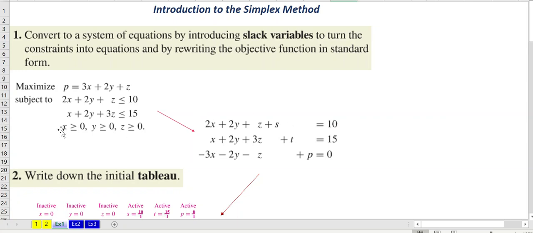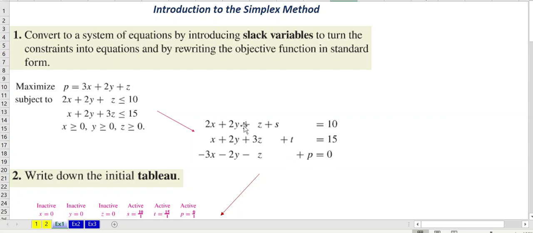And then finally, we take the objective function, and essentially what we're doing is we're taking everything on the right-hand side of the objective function and subtracting it to the left-hand side. So 3x subtracted to the left-hand side would be a minus 3x, and that's what we get down here. 2y subtracted to the left-hand side would be a minus 2y. Positive z subtracted over to the left-hand side would be a minus z plus the p, and now the only thing left on the right-hand side over here is 0.